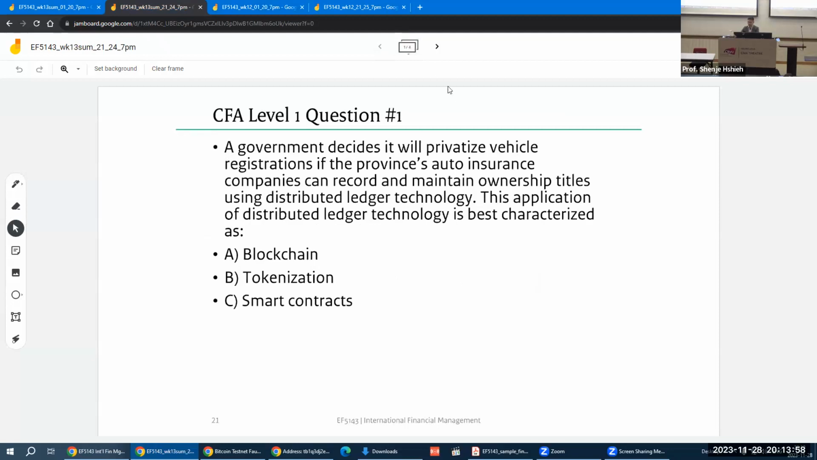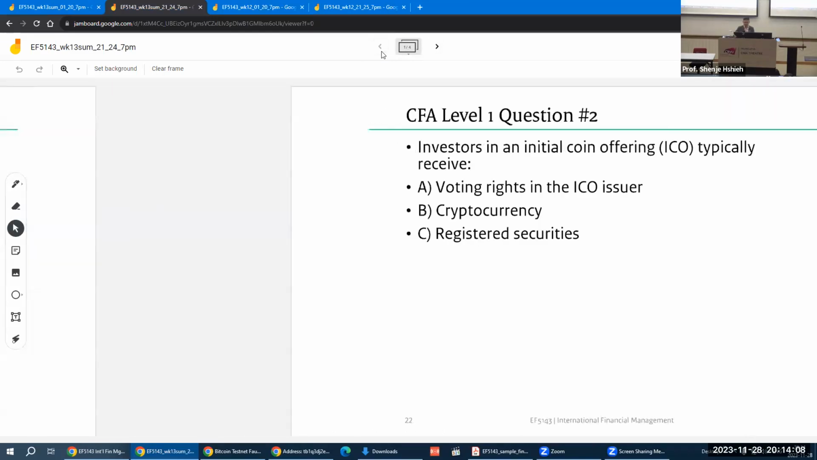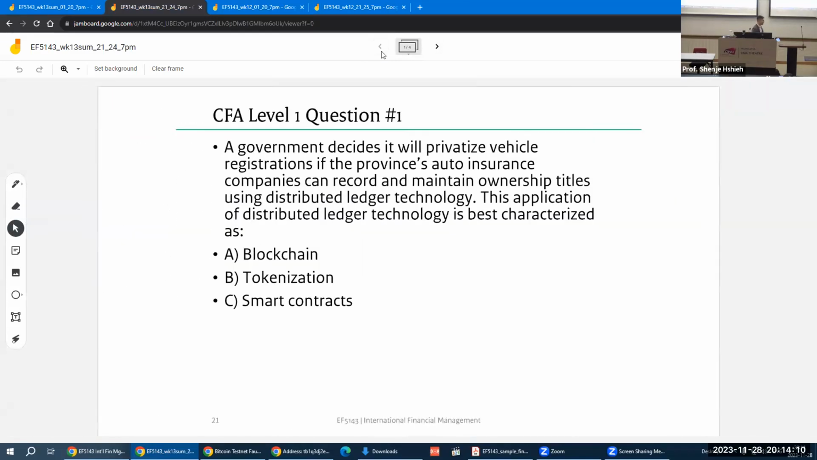Oh, maybe I'll go over some CFA questions first, just for fun. This is a sample question that you may see on the CFA exam. These are from a review book that I got in 2019 or 2020, meaning that they want people to understand blockchain to some extent for the CFA exam. So let me read the question to you.